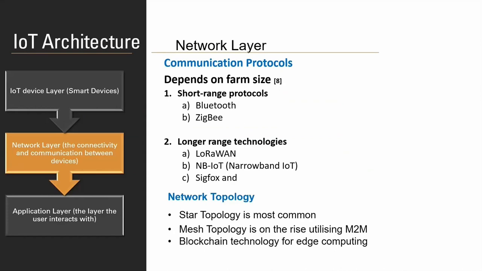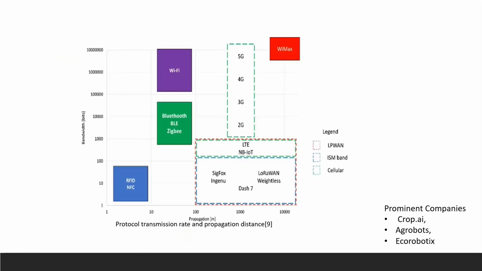The next layer is the network layer. This is where communication between these devices happens, and it depends on the size of the farm and the proximity of different sensors. As seen on the graph here, the protocol transmission rate and the propagation distance.